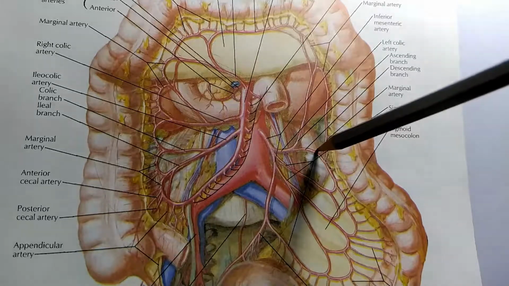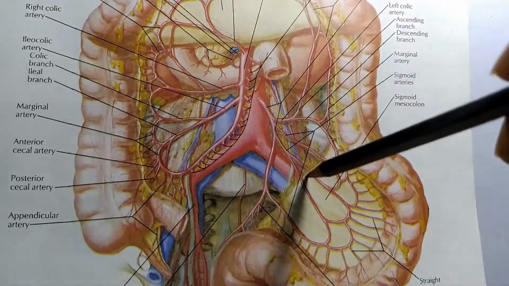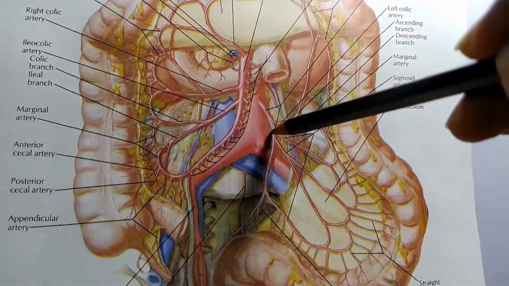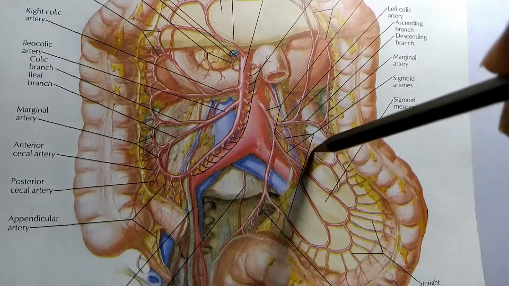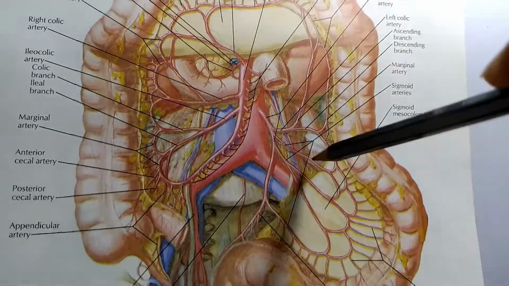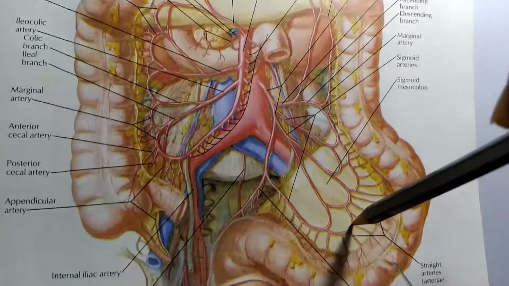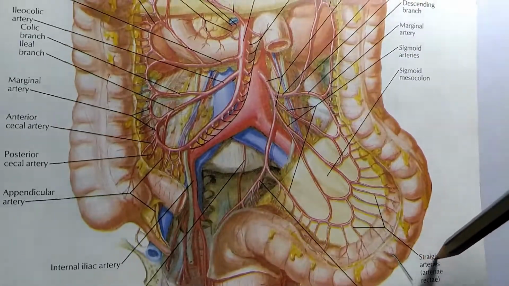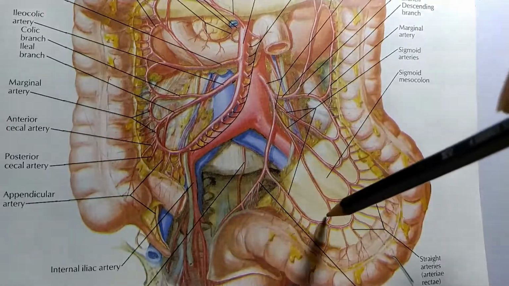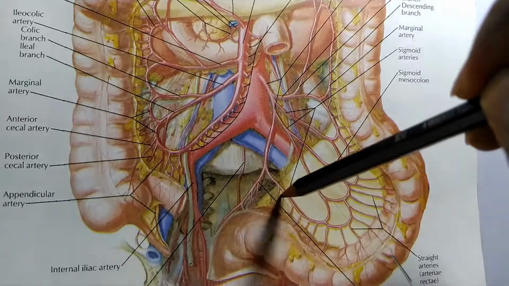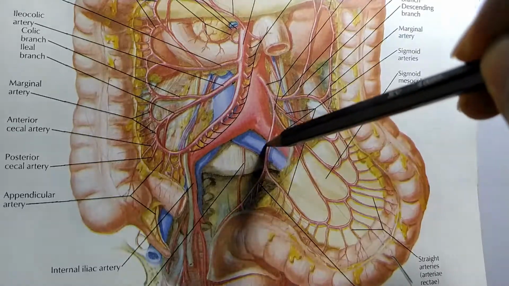And other branches supply the sigmoid colon. So here three or four sigmoid arteries are present, which arise from the inferior mesenteric artery. So 1, 2, 3. These three arteries are together called the sigmoid arteries. They will terminally form straight arteries of the sigmoid colon. So here you can see the straight arteries of the sigmoid colon. And there is another branch, where the artery becomes folded and reunited in the superior rectal artery.